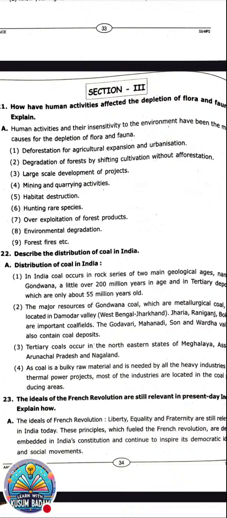Now the next point, over exploitation of forest products. When forest products are over exploited, means they are used more than they are present. So that also leads to loss of habitat. Next, environmental degradation. When the forest is removed, it will degrade the environment. It will lead to soil erosion, a decrease in rainfall, or an increase in the temperature. In that way, the environment is getting disturbed.